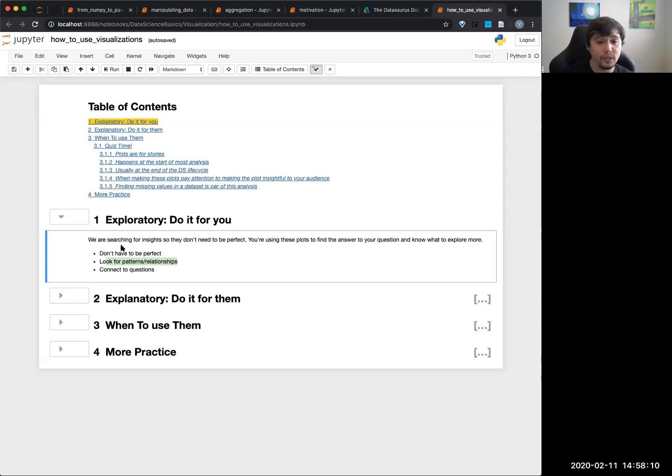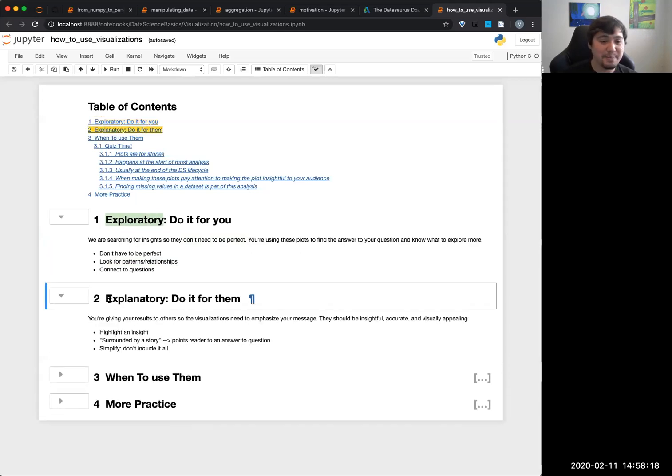Okay. Well, any questions on what exploratory is? Pretty self-explanatory, right? All right. So explanatory visualizations. This is like doing it for other people. So this is for other data scientists or for a stakeholder who is non-technical, maybe someone who is not familiar with data science itself, and you're giving results to them to emphasize your message.